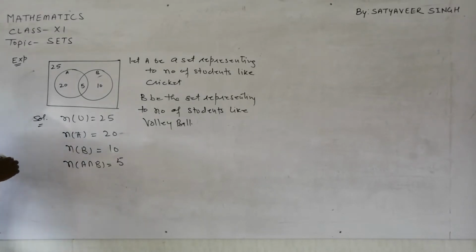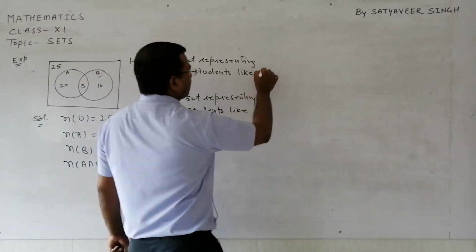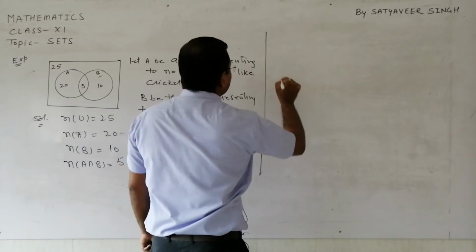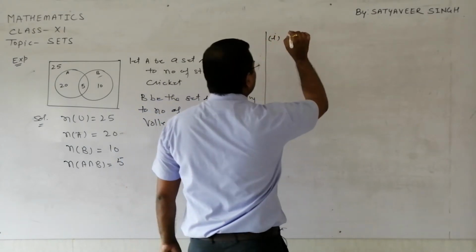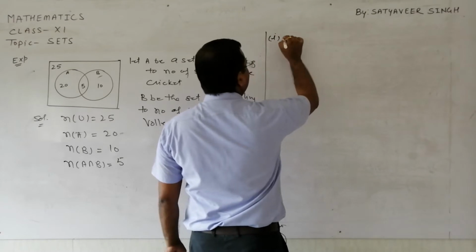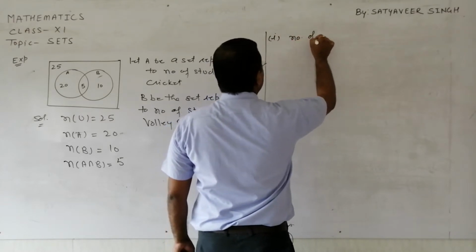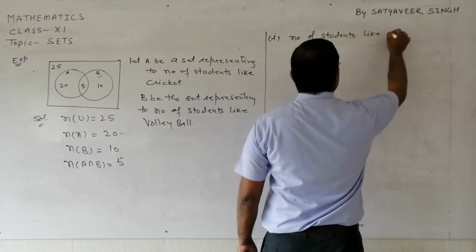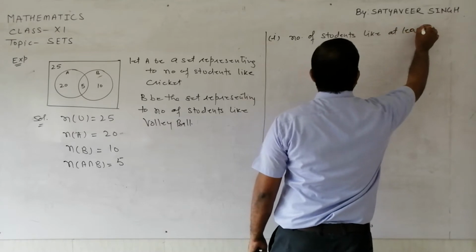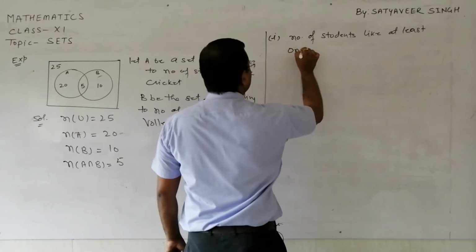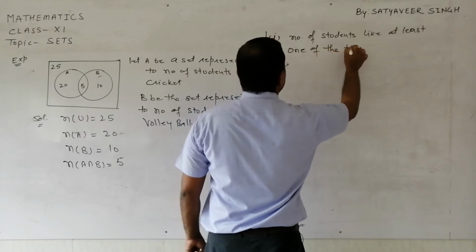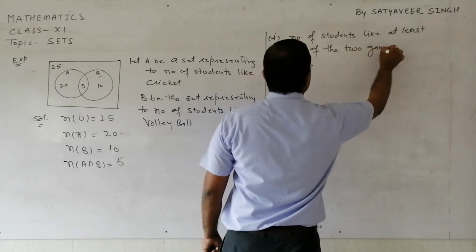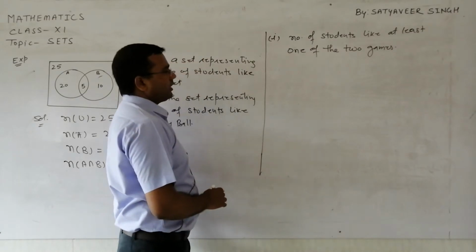Like the first question I can put up from here: how many students like at least one of the two games. So if, suppose, the first question is to find the number of students who like at least one of the two games, we can find this.